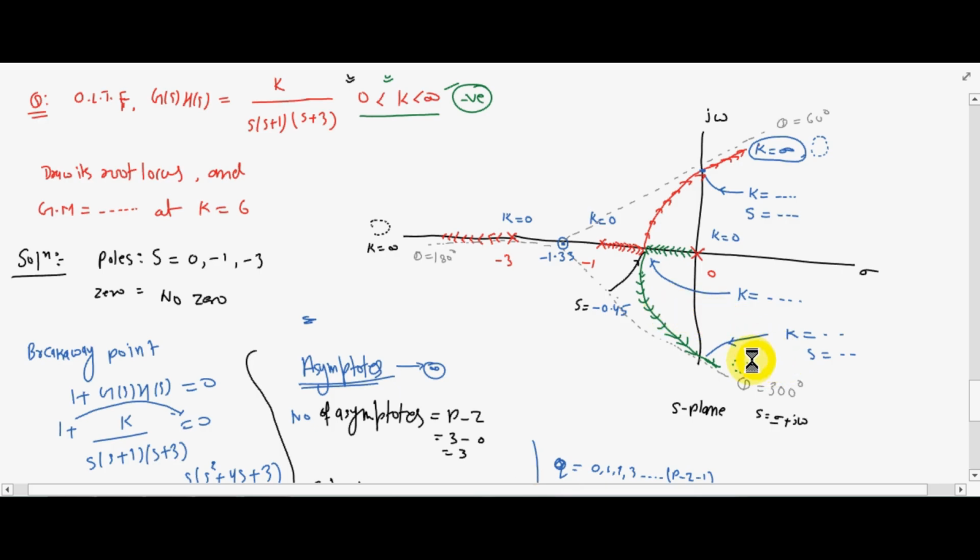Once again, I am writing here, at here the value of k is infinity. Clear. यहाँ पे टर्मिनेट होगा, वहाँ पे k की वैल्यू infinity होगी. So someone may ask what is the value of k at this point when breakout. This is nothing but what is this point? This point is the breakout point. We know this is the breakout point.